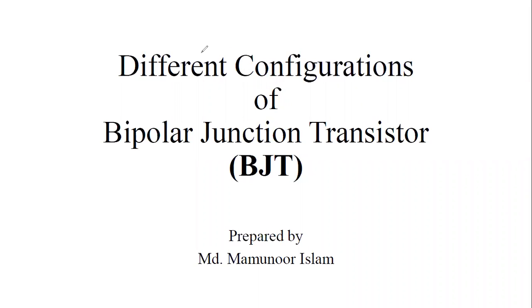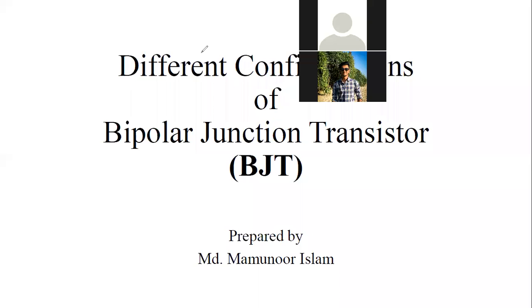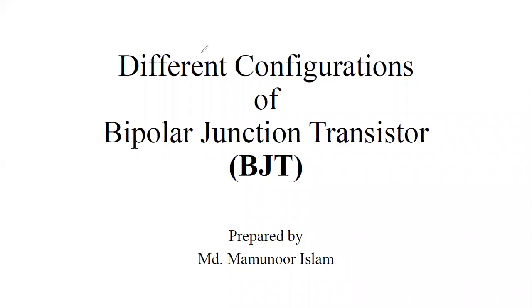Before starting the class, in the last class we have studied the common base configuration. There are mainly two operations: one is amplifier operation, another one is switching operation of the transistor. So we are studying amplifying operation, and in the amplifying operation there are three configurations. Yesterday we saw one, the common base configuration. Today we will see the other two: one is common emitter, one is common collector.